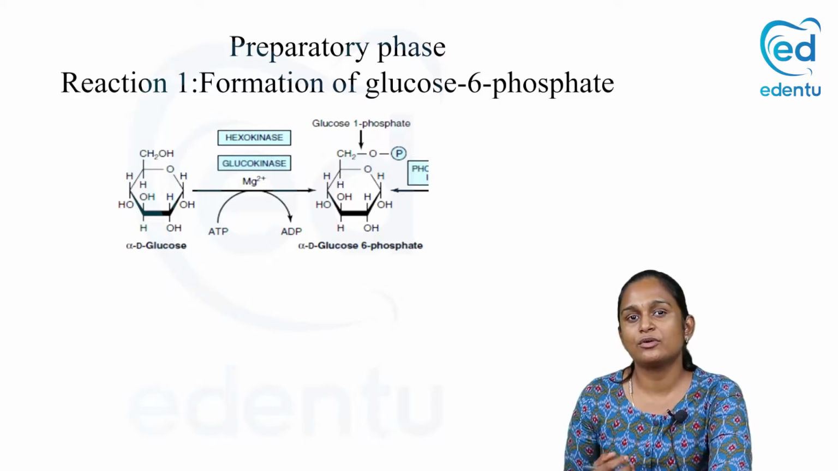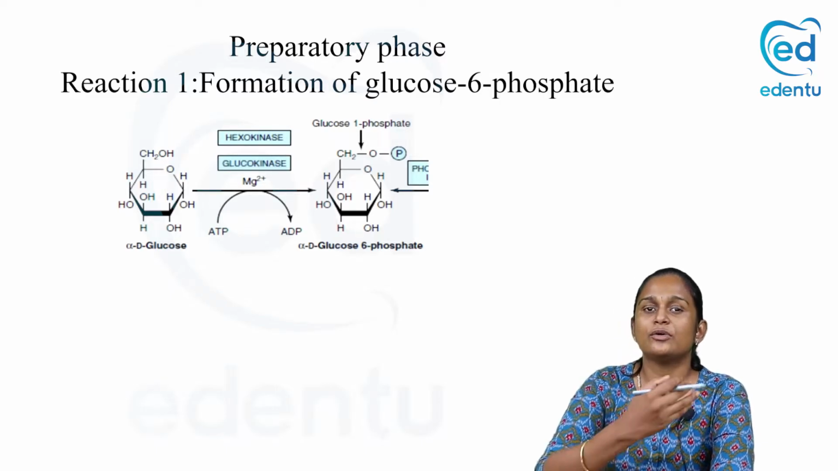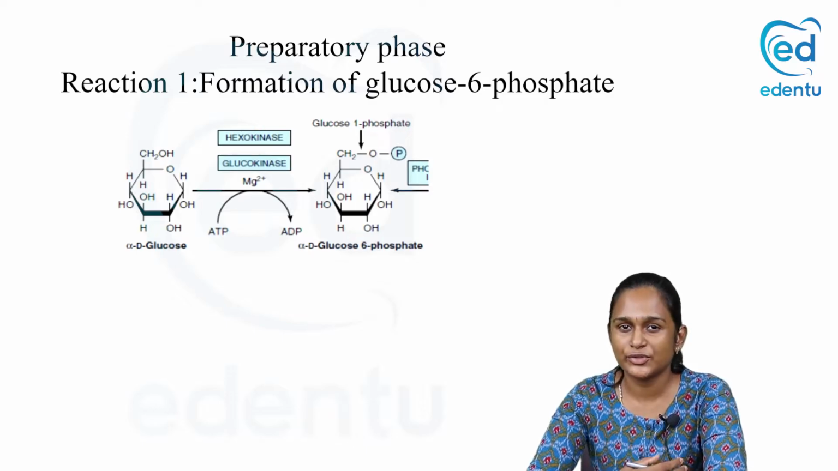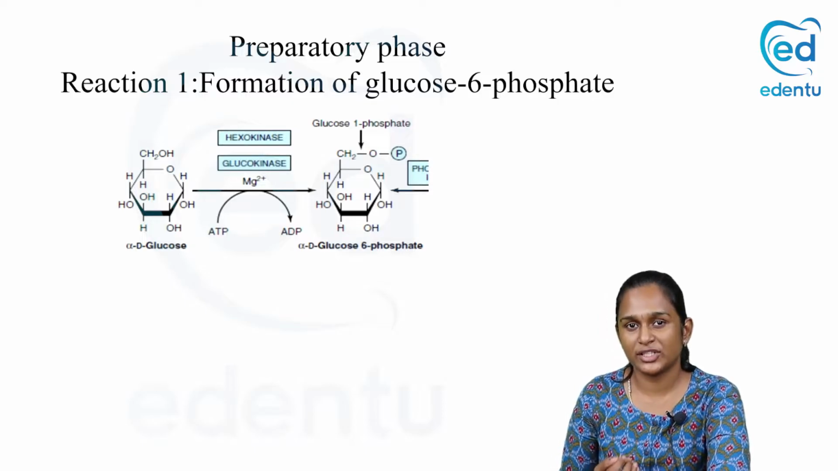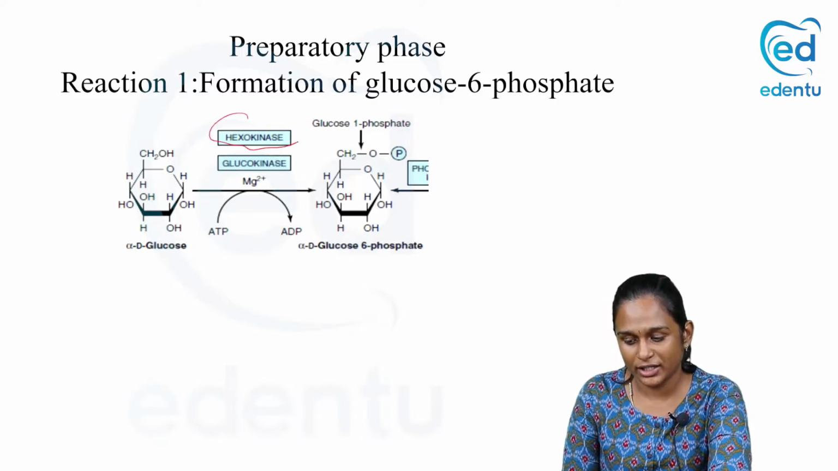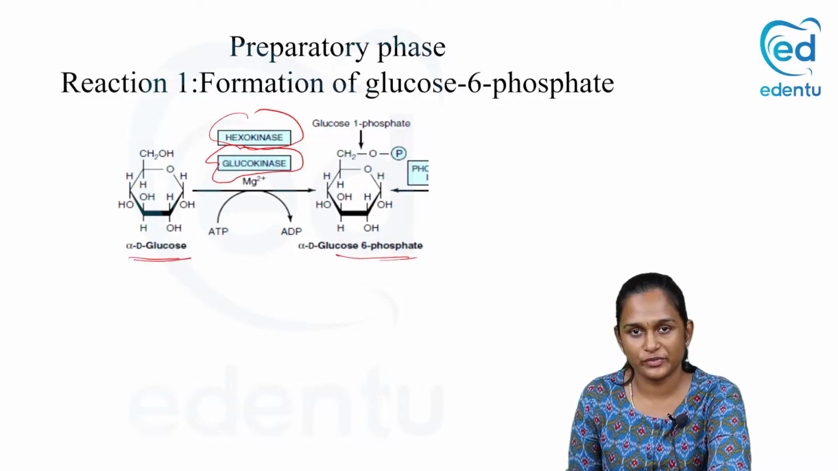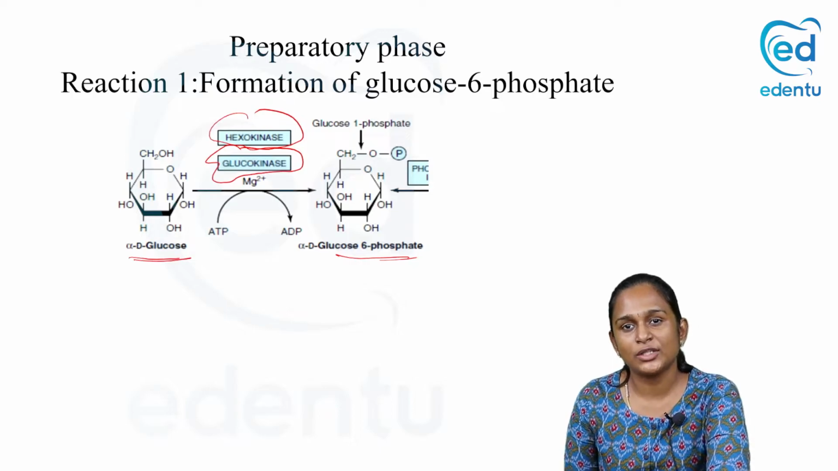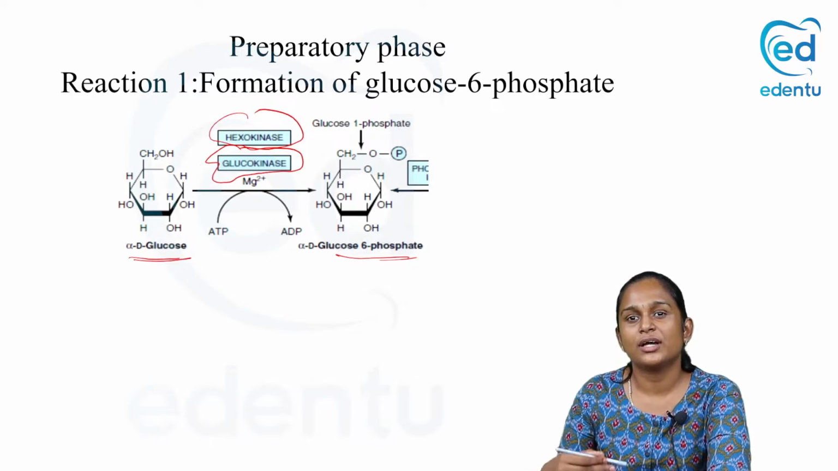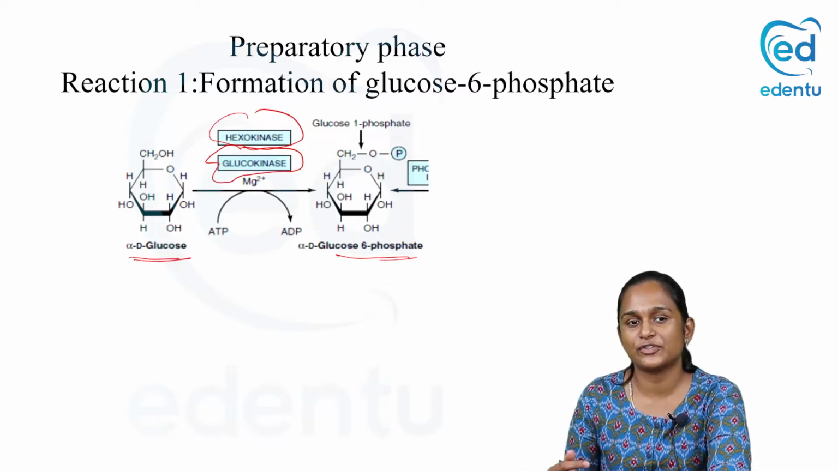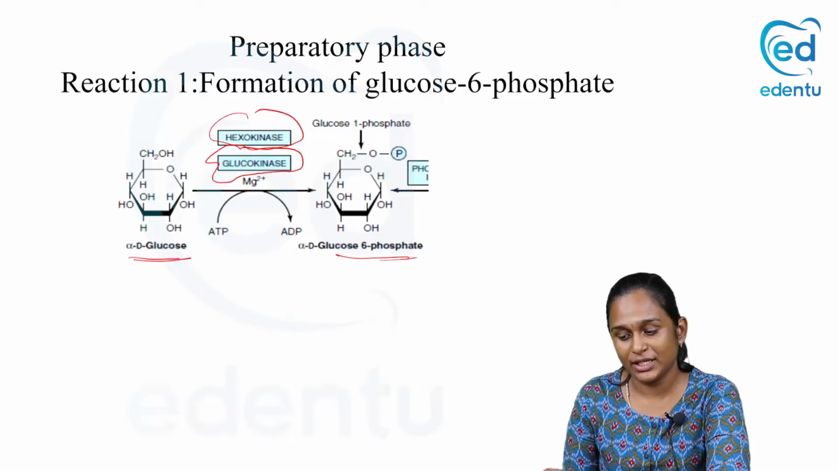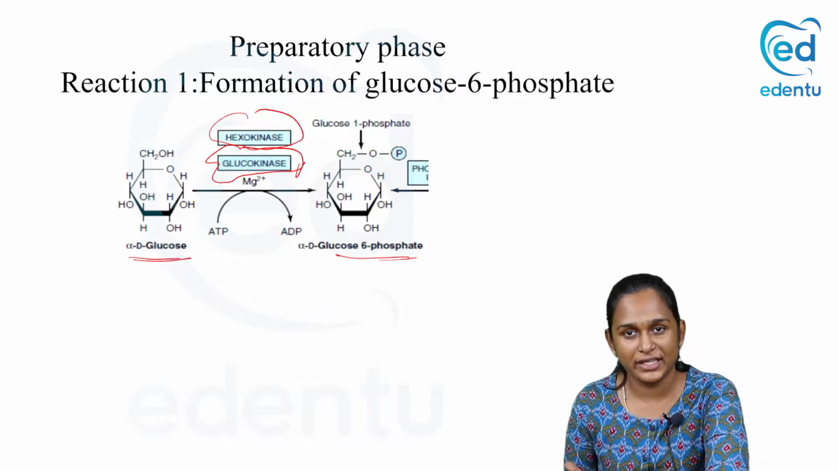So what happens to the glucose taken up by the cell? All the cells have glucose transporters. So via the glucose transporters, glucose is taken up by the cell. Once glucose enters the cell, the enzyme hexokinase or glucokinase will convert glucose to glucose 6-phosphate. When glucose is converted to glucose 6-phosphate, it cannot get out of the cell because it is trapped inside the cell as glucose 6-phosphate. So the enzyme required for the conversion of glucose to glucose 6-phosphate is either hexokinase or glucokinase.